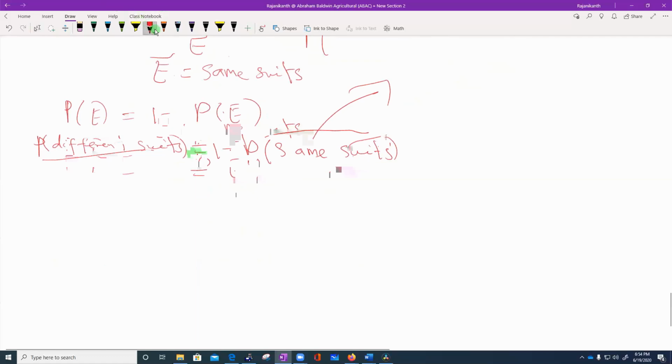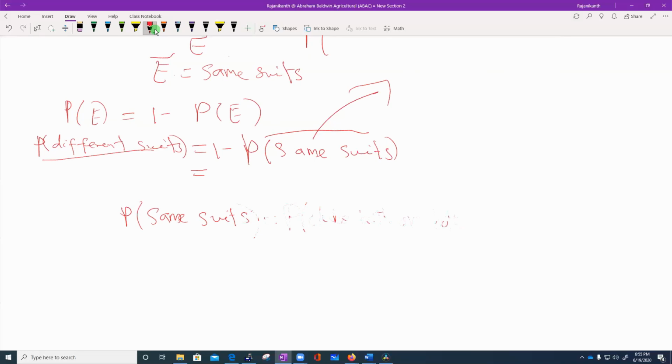The probability of same suit. Remember how many cards you are drawing? One by one, 2 cards. You are drawing 2 cards, right? So what is the meaning of same suit? That means one chance is you may get both of them clubs, am I right? Yes, sir. Or you may get both of them kings. No, we are talking about suits. Oh, spades. Spades. Or what?